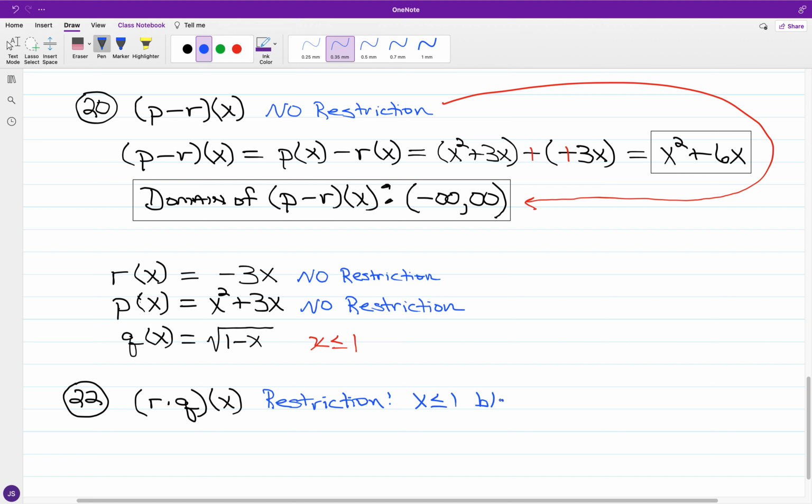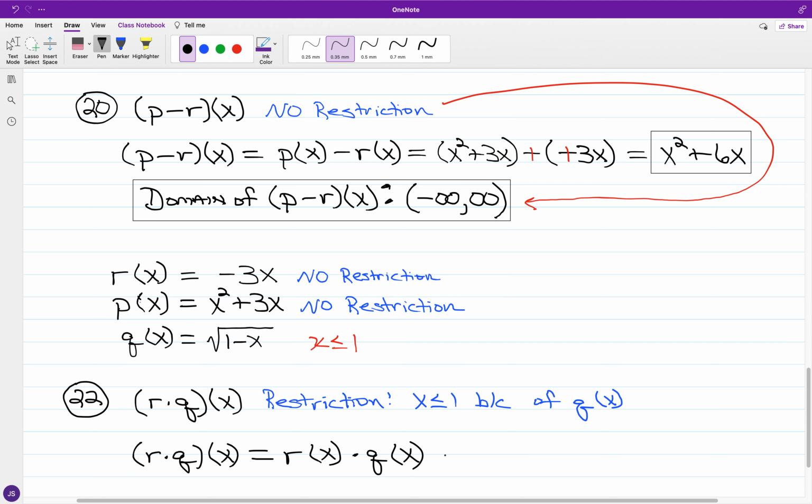Okay, so you have x is less than or equal to 1 because of the q of x portion. Now looking at what we have for r times q of x, there's really not going to be that much to do here, because translating in terms of the product of the functions r of x and q of x, so I have r of x times q of x.